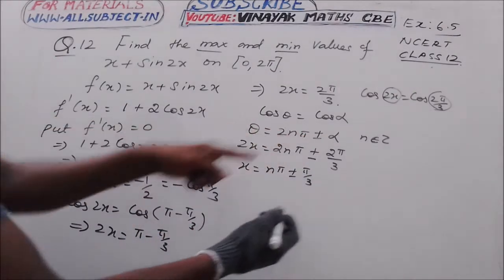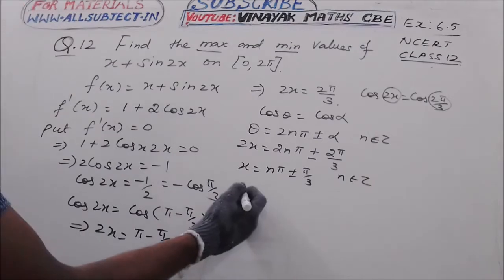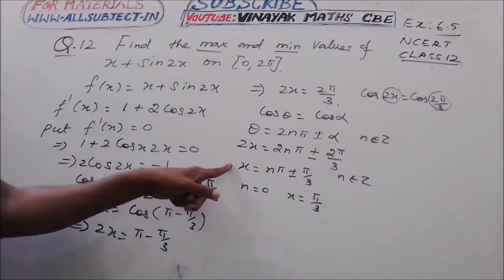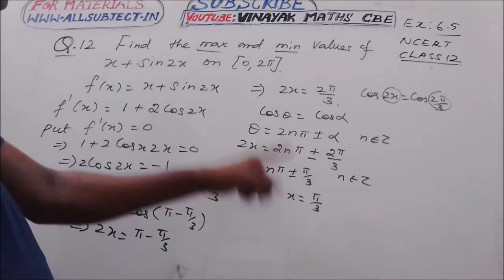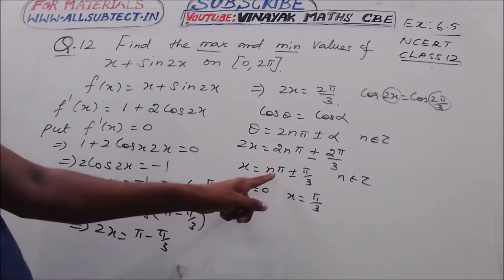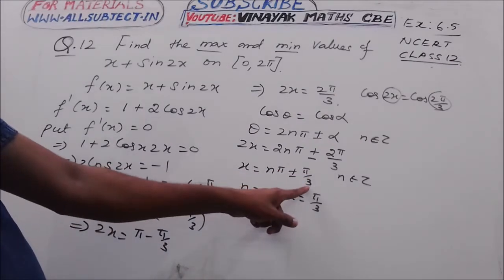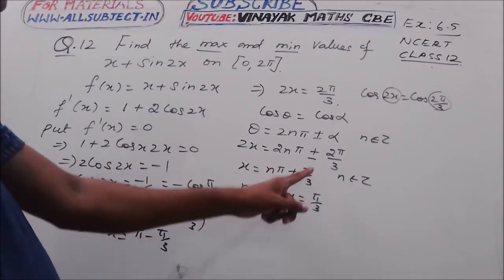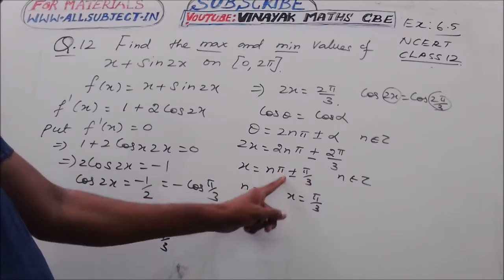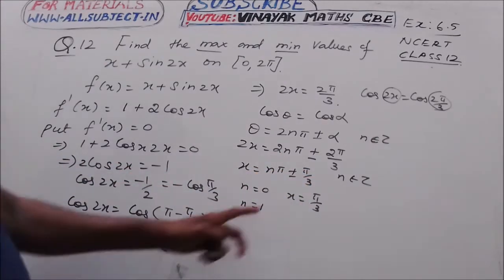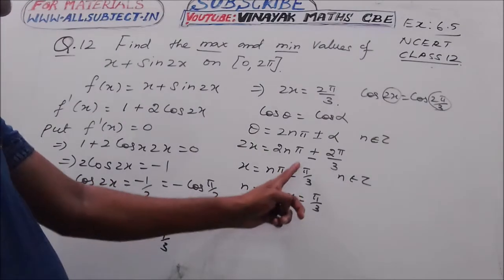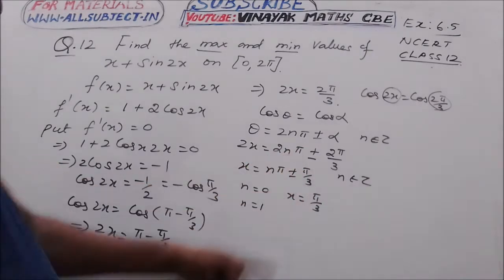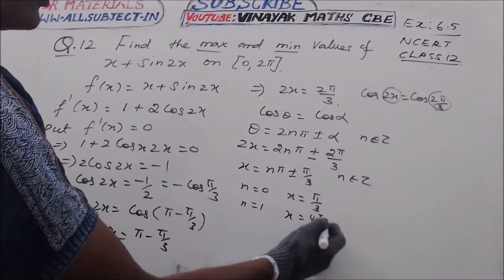So substitute n equal to 0, here also n belongs to Z. Substituting n equal to 0, x is equal to plus or minus pi by 3, and we have only the positive interval, so pi by 3. For n equal to 1, pi plus pi by 3, that means 3 pi by 3 plus pi by 3, that is 4 pi by 3, and 3 pi minus pi by 3 gives 2 pi by 3. So we have x equal to 4 pi by 3 here.